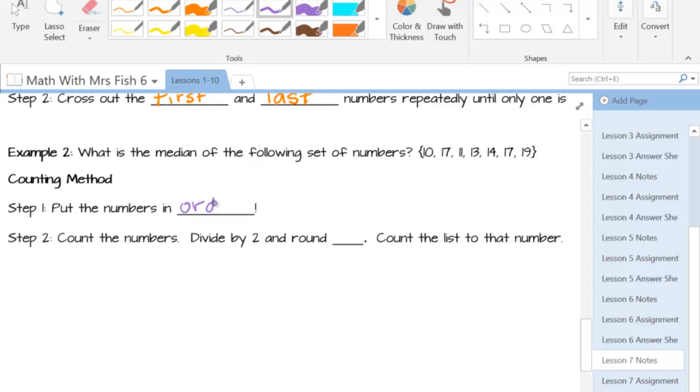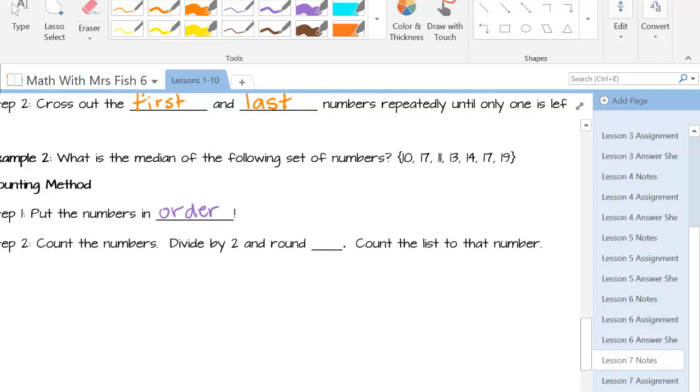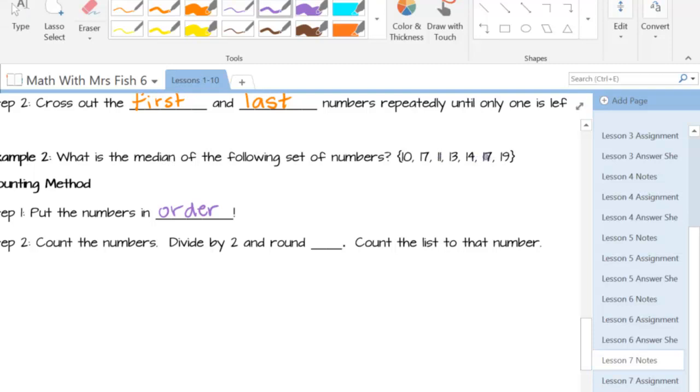The counting method, it's still the same in that you have to put the numbers in order. This is a different problem. But we still have to put the numbers in order. So let's see, it looks like 10, 11, and it helps if we cross stuff out, 13, 14, oh, we got two 17s, and a 19. 1, 2, 3, 4, 5, 6, 7, 1, 2, 3, 4, 5, 6, 7. Okay, I got them all.